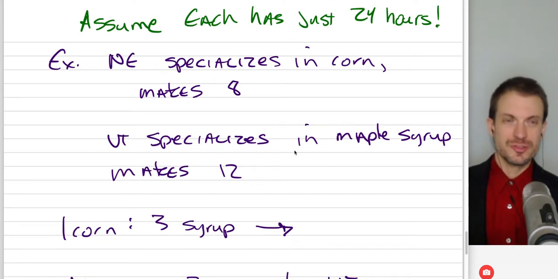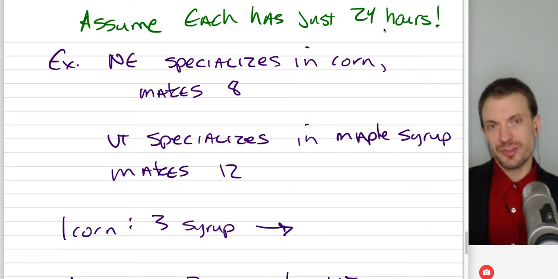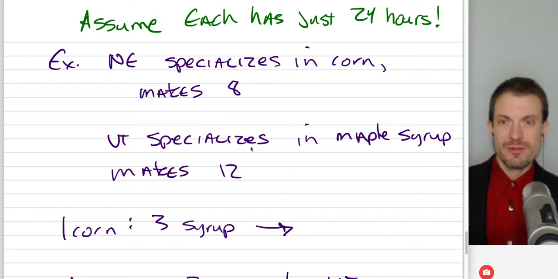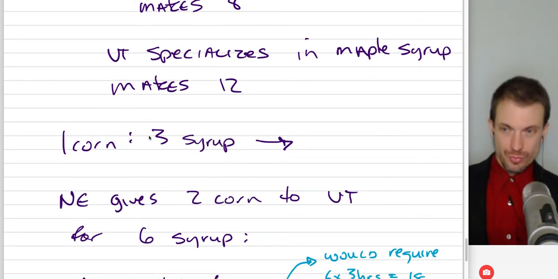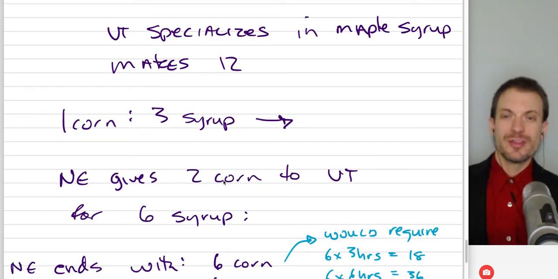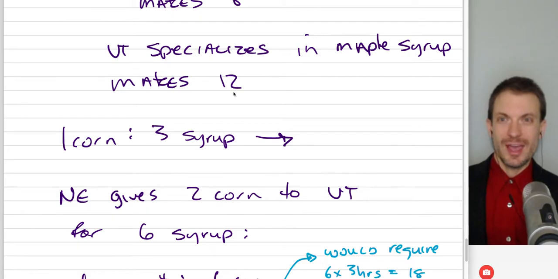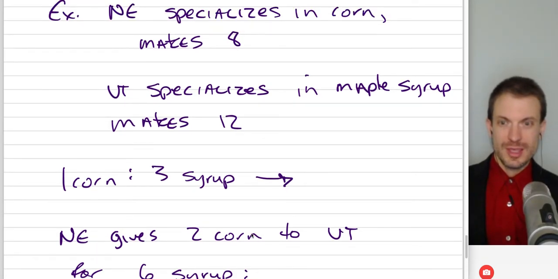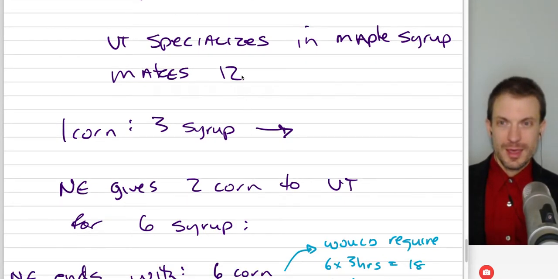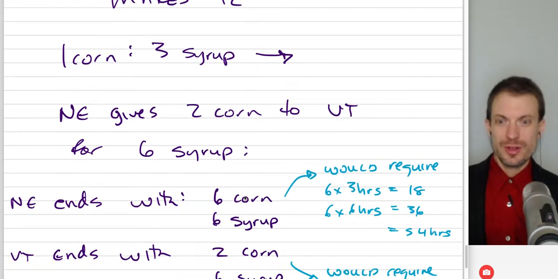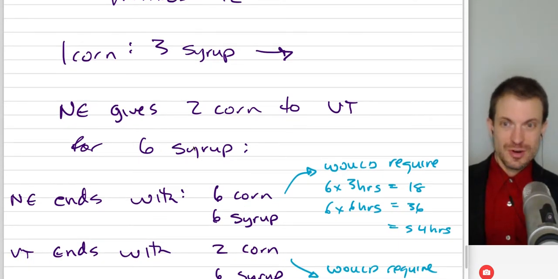Okay, so let's just make a trade. Let's suppose each has just 24 hours available. Nebraska specializes in corn, they make 8. Vermont specializes in maple syrup, they make 12. At the terms of trade of 1 corn for 3 syrup, suppose Nebraska gives up 2 corn to Vermont for 6 syrup. Nebraska then ends up with 6 corn. They had 8 corn, they give up 2, and Vermont now gets 2 corn. They get 6 syrup back.